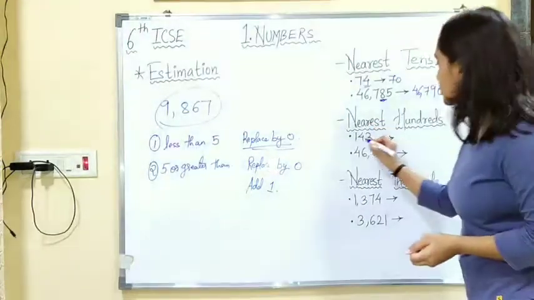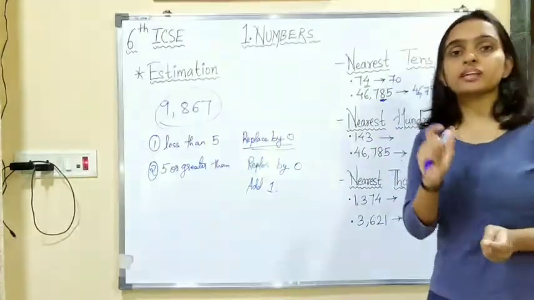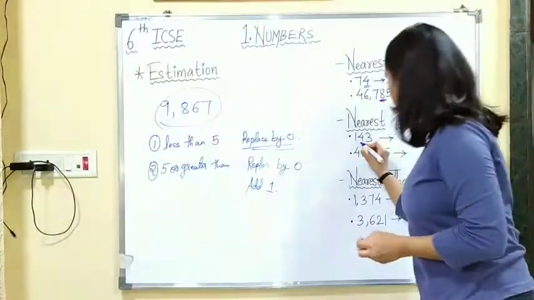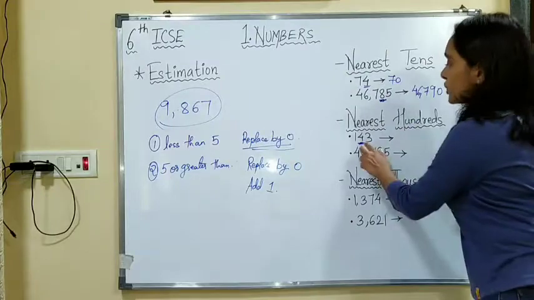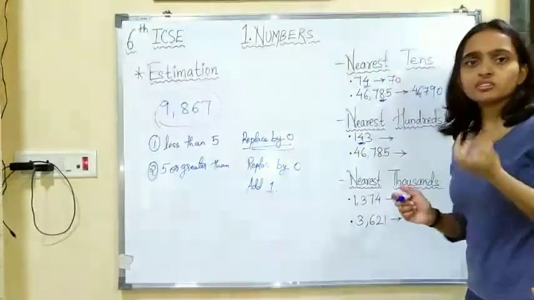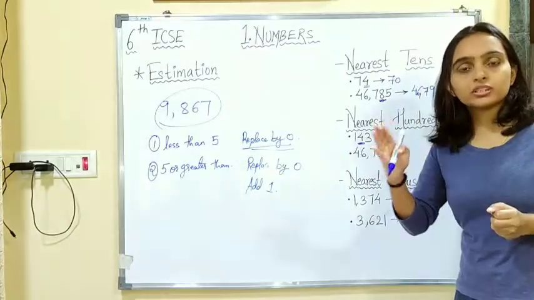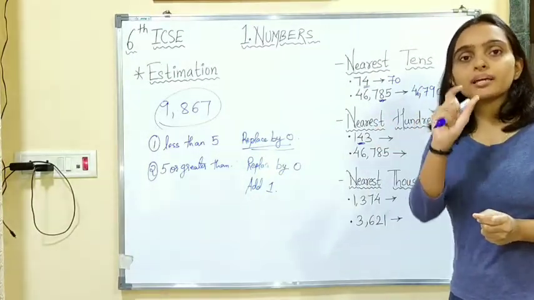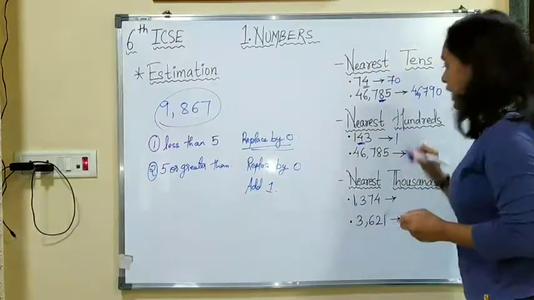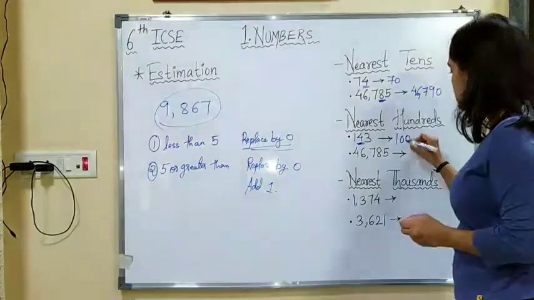Now we have to estimate to the nearest hundred. So for the hundreds place we have to see the digit at the tens place. So the tens place is this, and here it is 4. So we will just replace it and all the next numbers, that is, the tens place and units place both, by 0. So 1 will be as it is, 0, 0.